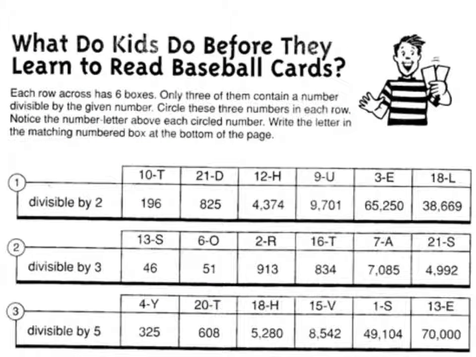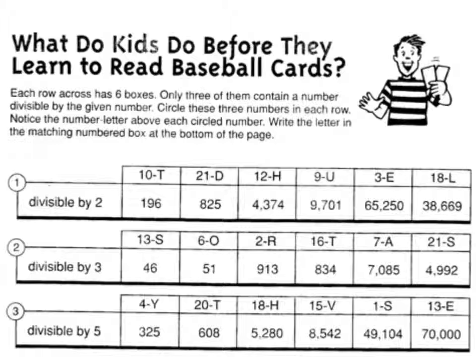Now, on this worksheet, we see that we have this riddle. It says, what do kids do before they learn to read baseball cards? It says, each row across has 6 boxes. Only 3 of them contain a number divisible by the given number. Circle these 3 numbers in each row. Notice the number letter above each circle. Write the letter in the matching number box at the bottom of the page. So let's go ahead and check this one out.